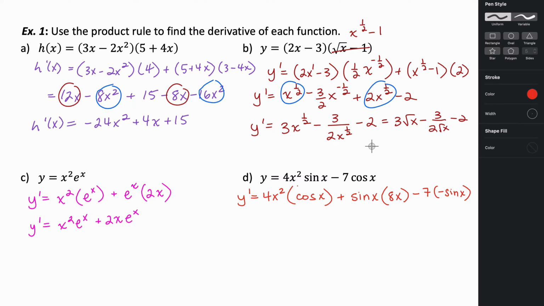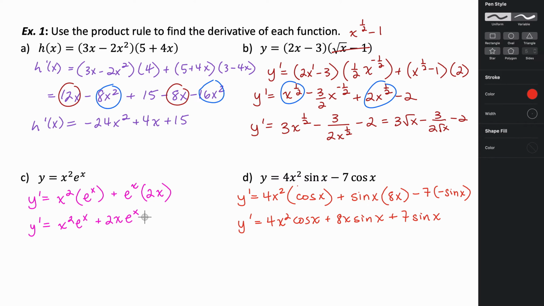And then just simplify. So we get that y prime equals 4x squared cosine of x. We can bring the 8x in front, so plus 8x sine of x. And then a negative 7 times a negative sine is going to be plus 7 sine of x. And that would be the derivative.